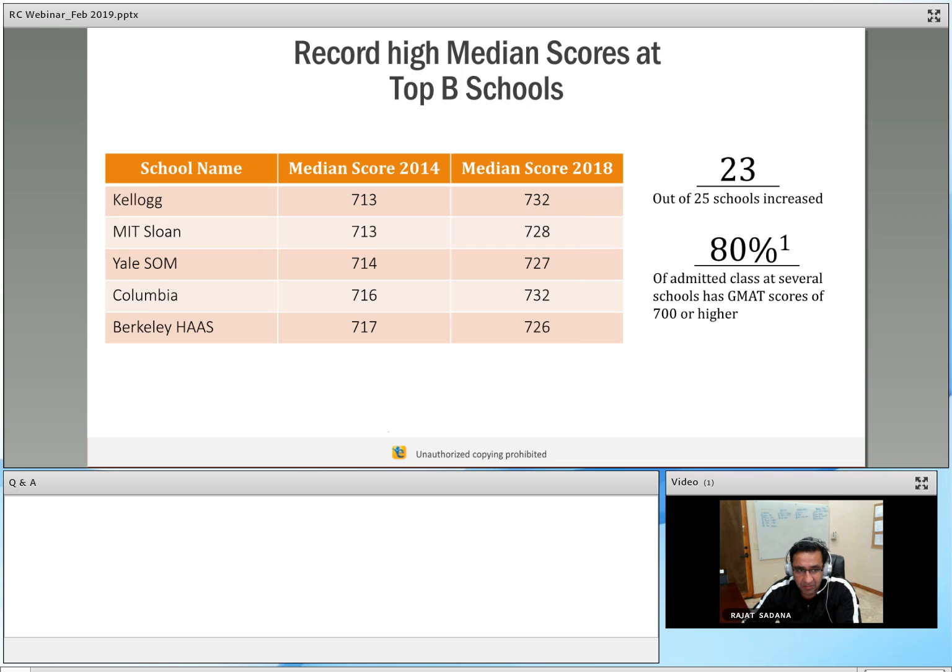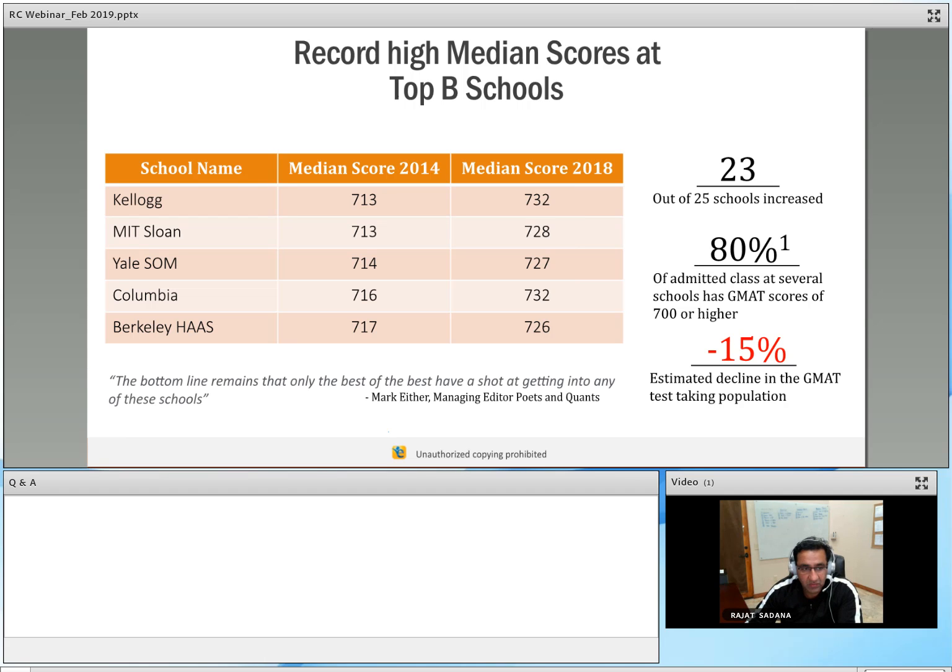And when you look at Columbia and MIT, more than 80% of the class, the median is 50 percentile, but if you look at a few schools, more than 80% of the admitted class has a GMAT score of 700 or higher, which means these schools are just telling you, hey, if you don't get a 700, don't even bother applying. And this is despite, and that's really important, a decline in the test-taking population. In fact, the decline in the year 2020 is even higher. When you compare 2018 with 2020, I think the decline was closer to 22-23% overall.